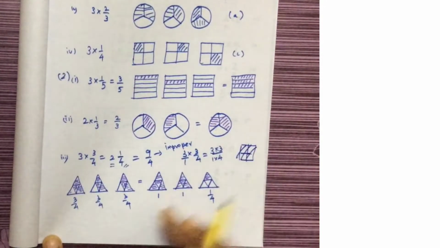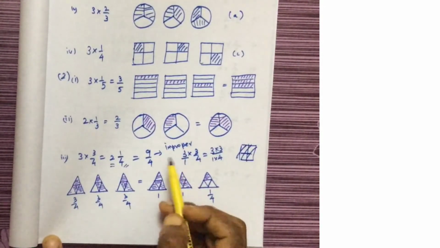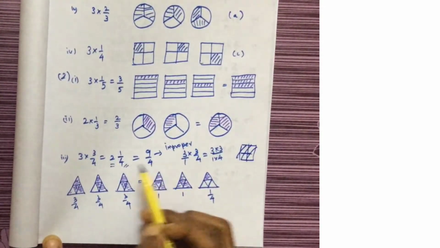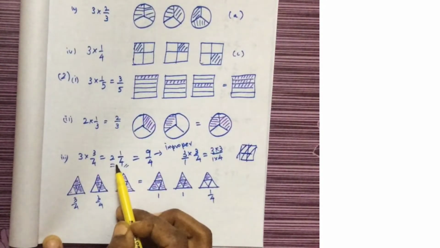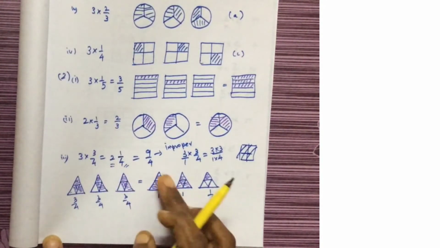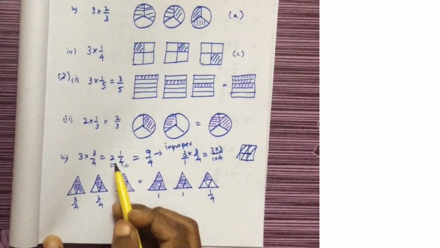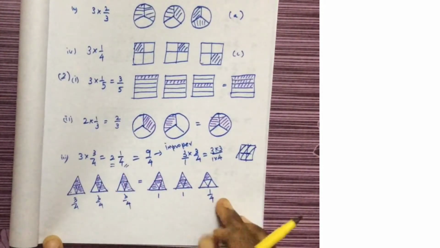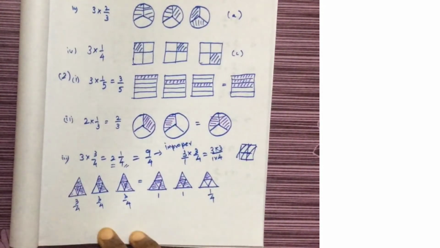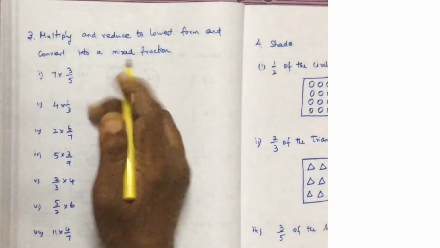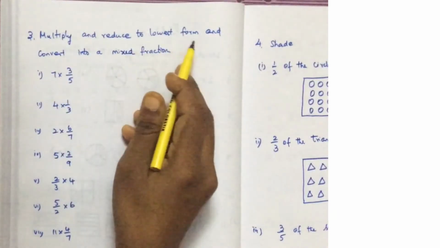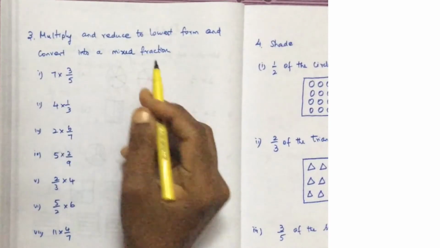So to draw figures, you should convert an improper fraction into a mixed fraction. From the mixed fraction, for the whole number you have to shade the complete picture. The remaining is the proper fraction that we can show like this. Okay. Next is multiply and reduce to the lowest form and convert into a mixed fraction.